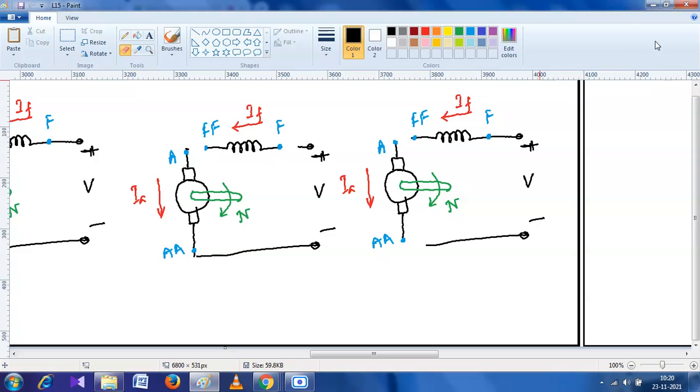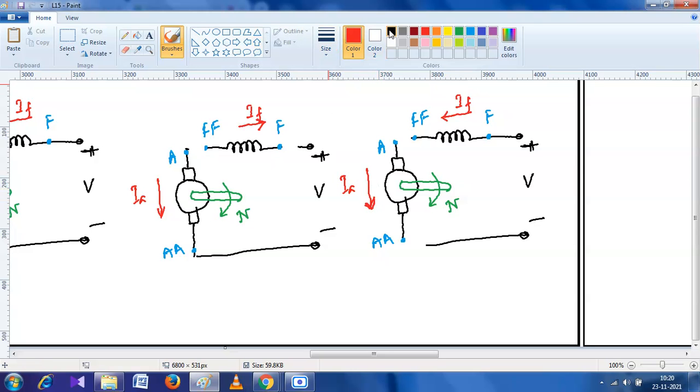In the first case, we have to change the direction of the field current, and in the next one, we have to change the direction of the armature current. So tell me, what should we do? Sir, change the direction of the field coil. The direction of the field current in this figure should be like the arrow, and the direction of the armature current in the last figure is like that.